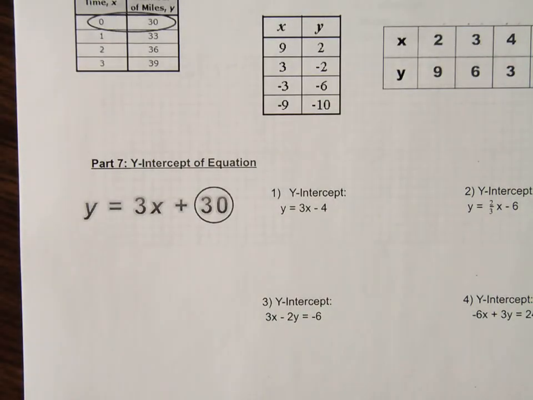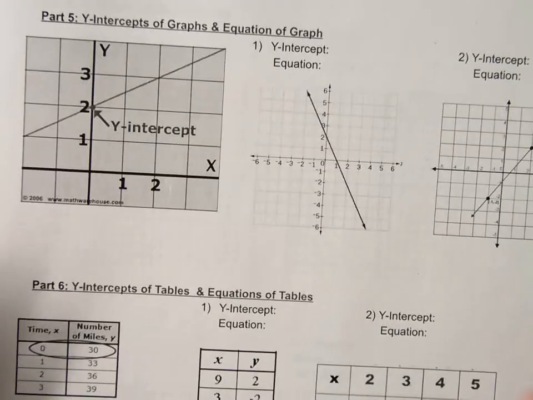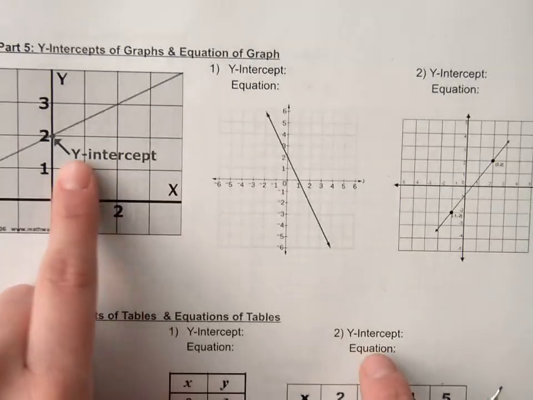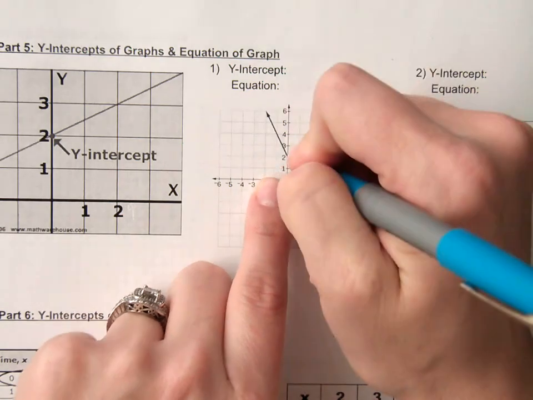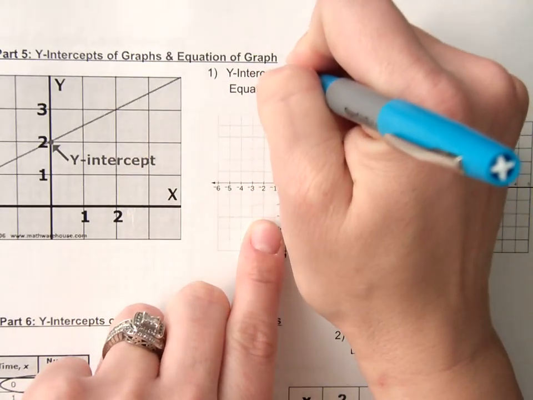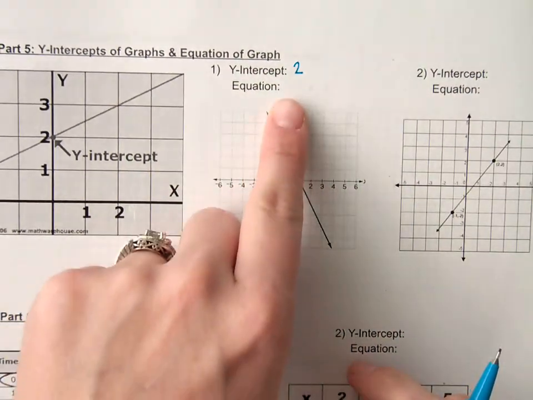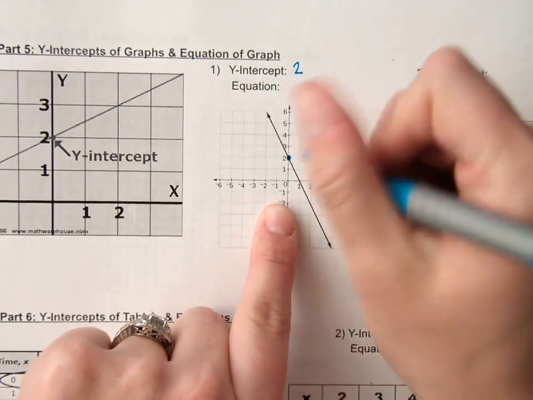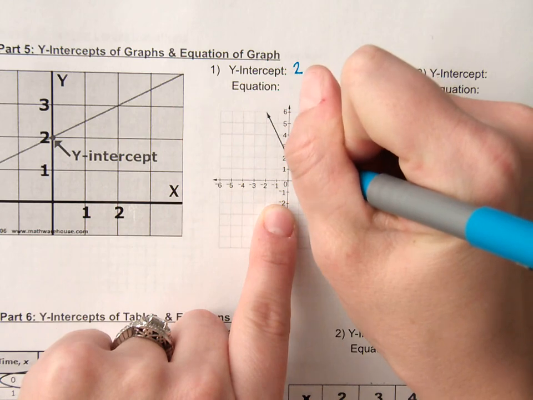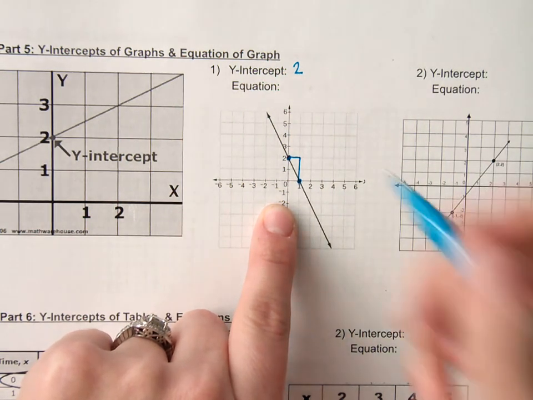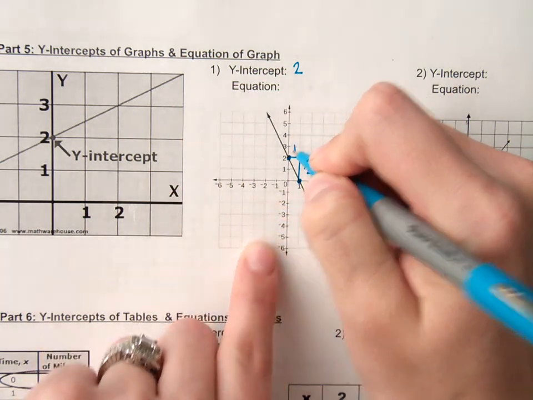Next we have y-intercepts of graphs and writing their equation. So remember, a y-intercept is where it crosses the y-axis. So here, my y-intercept is positive 2, since it's where it crosses my y-axis. Now I need to find another perfect point so I can find my slope. This is the same graph from the first page. Our slope is rise over run.